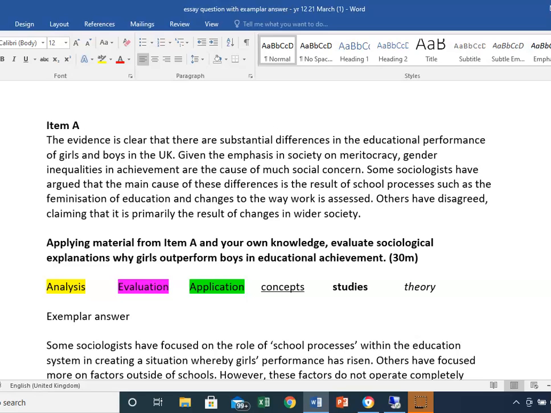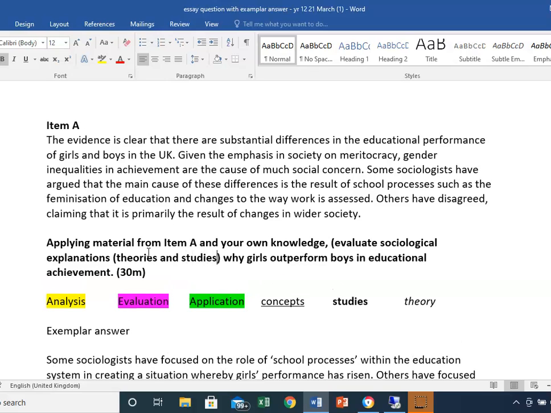So this question is asking you to evaluate sociological explanations. I probably would chunk that section, to be honest with you. And when it says sociological explanations, it's asking you to think about both theories and studies. Okay. Next bit I'd definitely chunk would be girls.